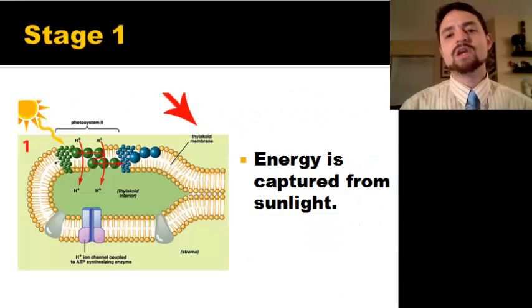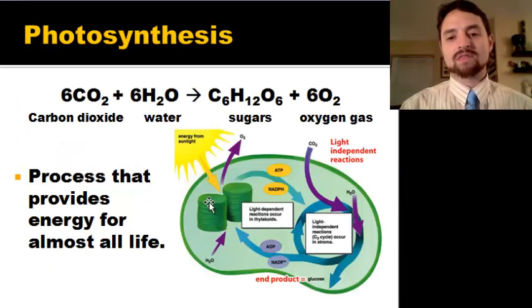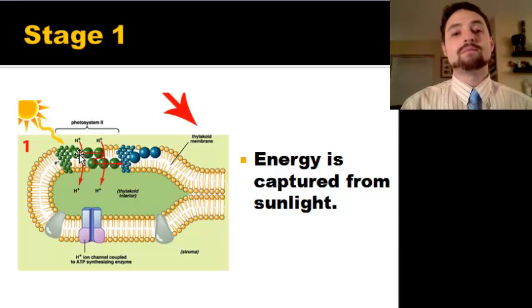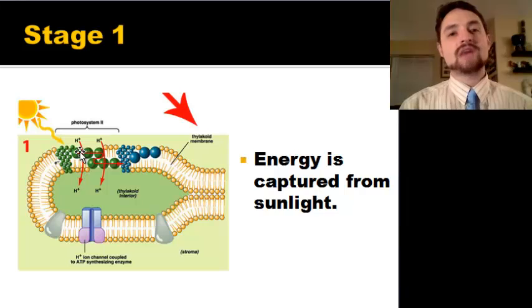The first stage is energy is captured. Energy is captured in the thylakoid. If you go back here, the thylakoids are these little discs right here inside of the chloroplast. The chloroplast is the organelle that's responsible for photosynthesis. When we look closer at those discs, we see that in this disc are proteins in the membrane. And this is called an electron transport chain in the thylakoid membrane.